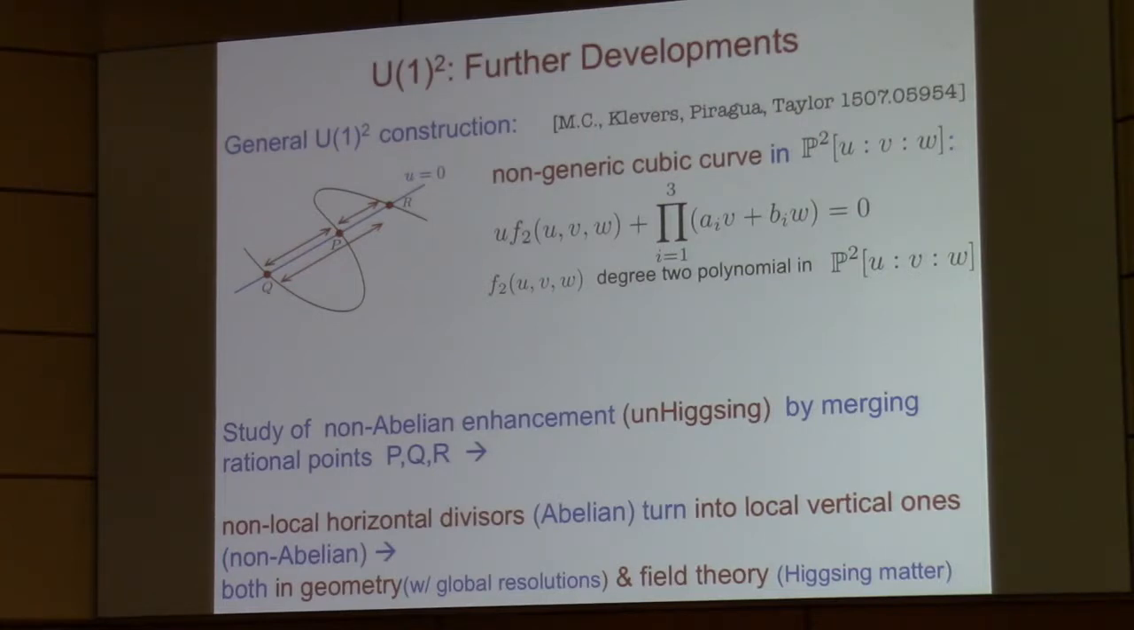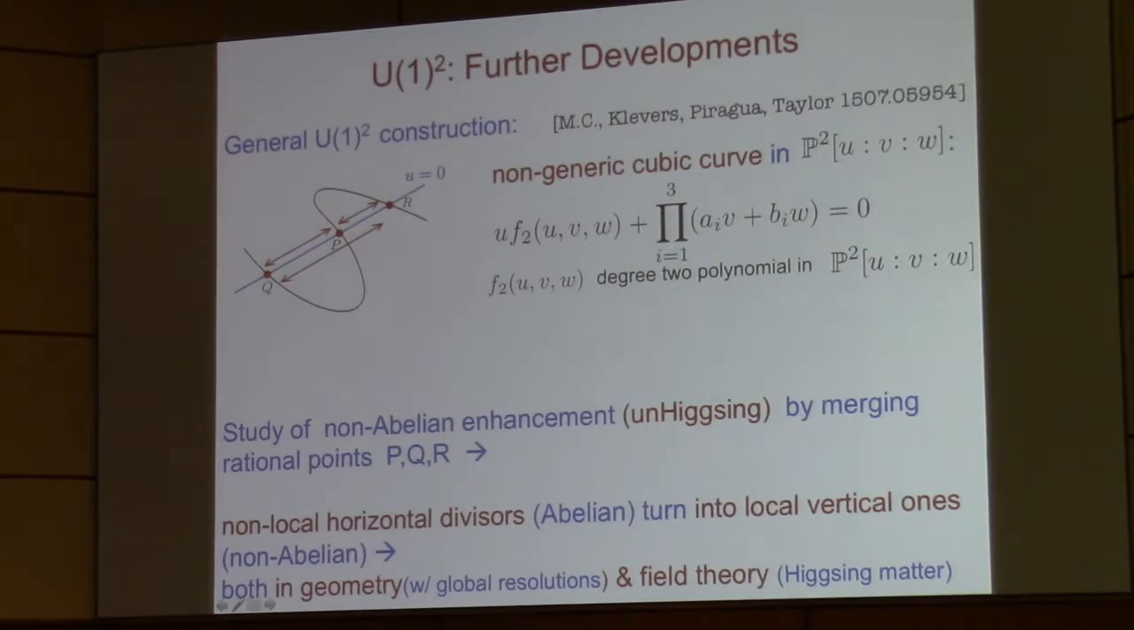Now, a more recent development from the summer builds on a more general construction, namely allowing the rational points to move more freely. That led us to a non-generic cubic construction. So it's a non-generic one-fold in P2, constructed as a non-generic cubic constraint in P2.